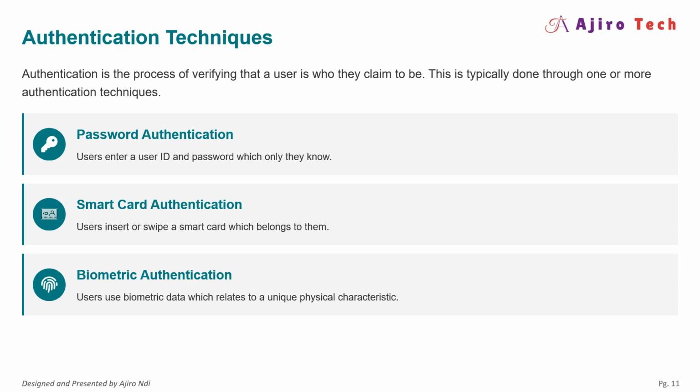Okay. And then you could use biometrics, right? And of course, users use biometric data, which relates to what? A unique physical characteristic. So those data are uniquely known. In fact, that data is part of you, so it's unique, right? No two people can have the same biometrics. Okay, so it is a unique physical characteristic of the user.